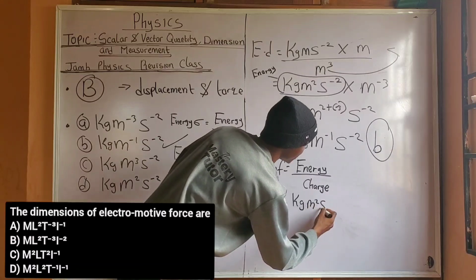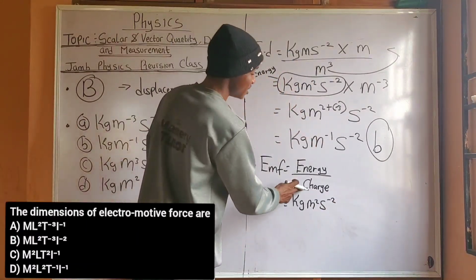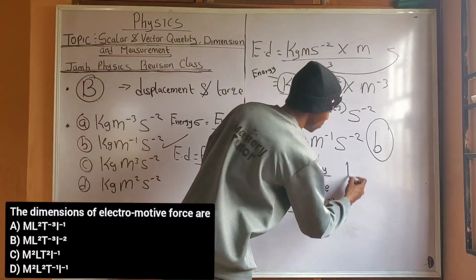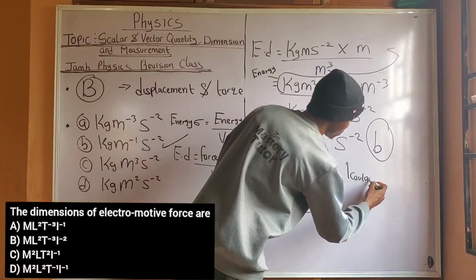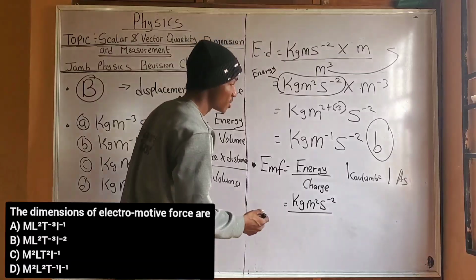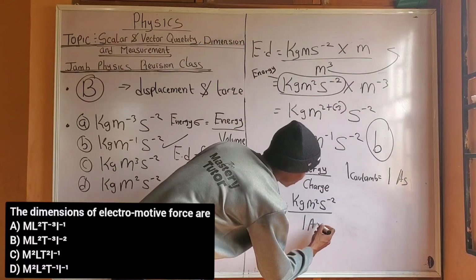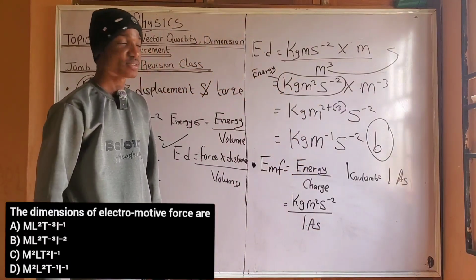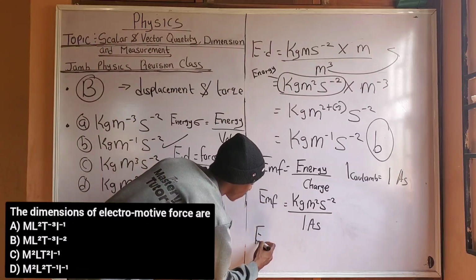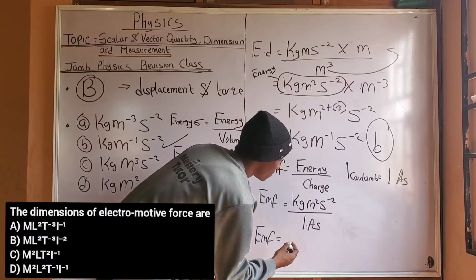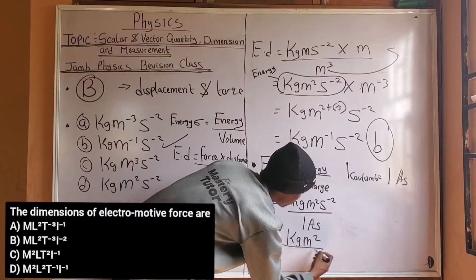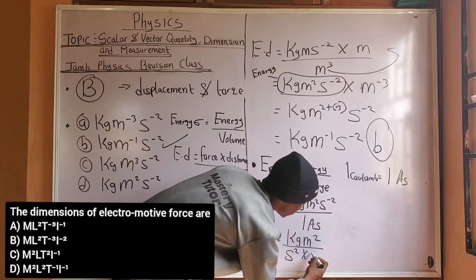kg m squared s raised to the power negative 2. Okay. Now charge is measured in coulomb, and one coulomb is equal to 1 As, that is 1 ampere-second. You understand? So I'm going to have 1 As. Are you getting it? So here, please pay attention. Electromotive force EMF is equal to, now please pay attention, kg m squared all over s squared multiplied by 1 As.